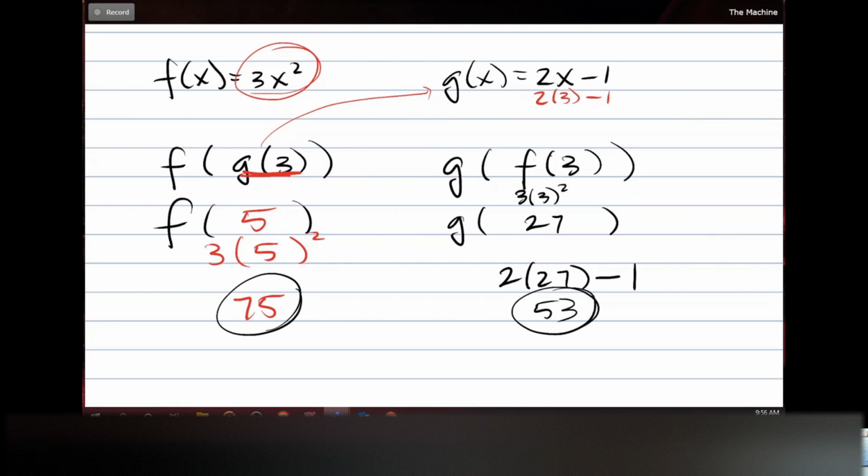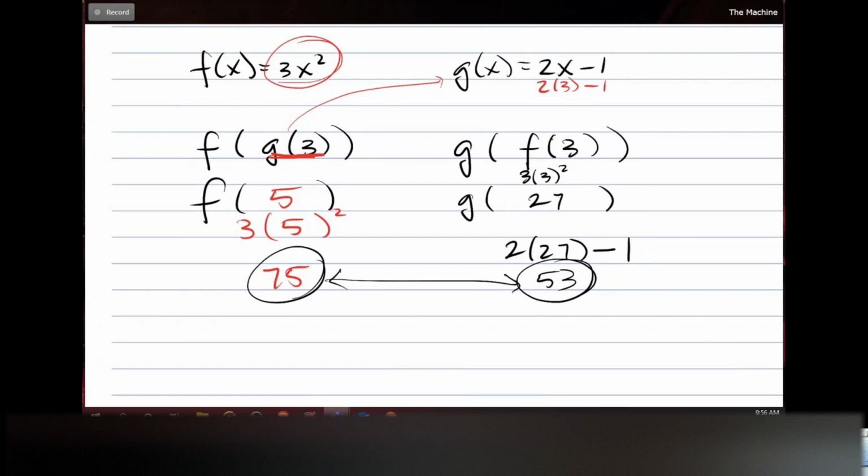Are these the same thing? No. So order does matter. Order does matter when you do a composition function here. Okay. Now, I want you to watch something. You've got to figure out what the inside function is and what the outside function is.